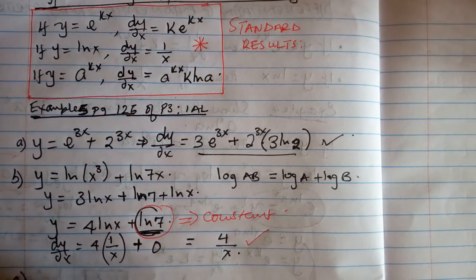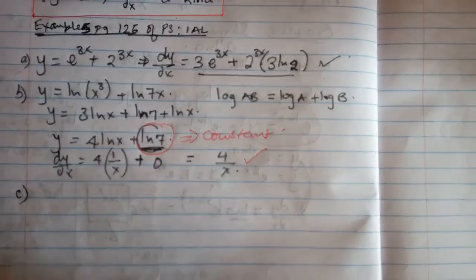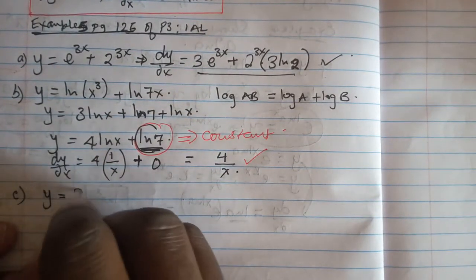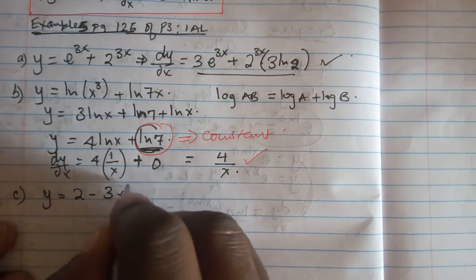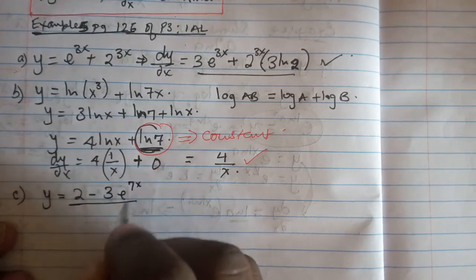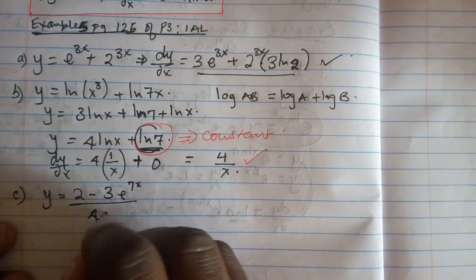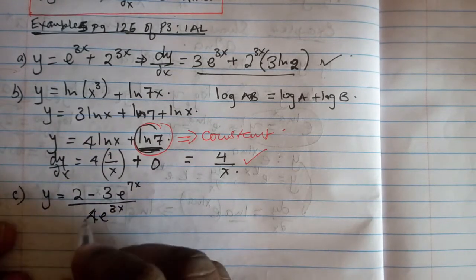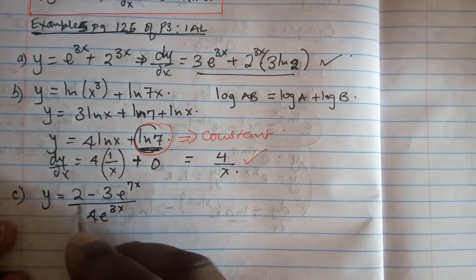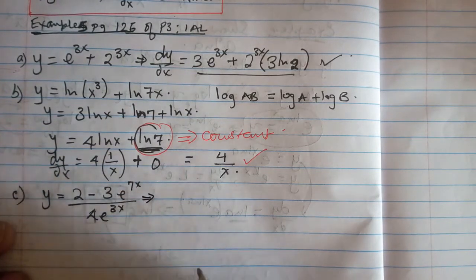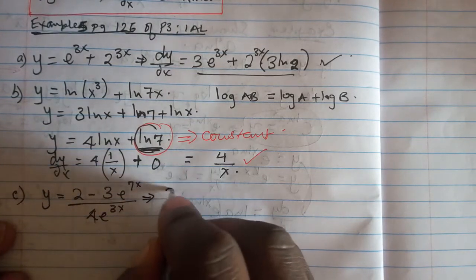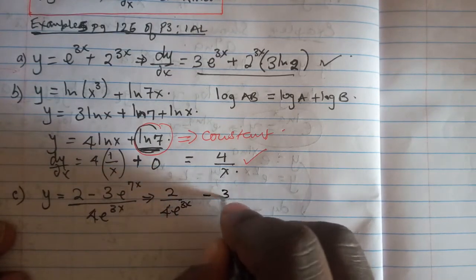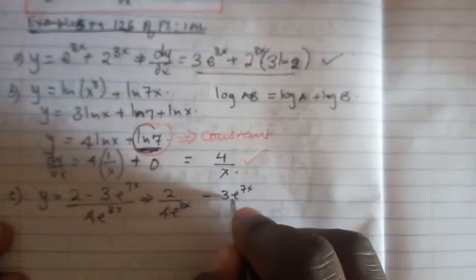Let's go to part C. Part C is y equals 2 minus 3e raised to power 7x, everything over 4e raised to power 3x. Because the two terms in the numerator share the denominator, let us separate the terms and have 2 over 4e^3x minus 3e^7x over 4e^3x.